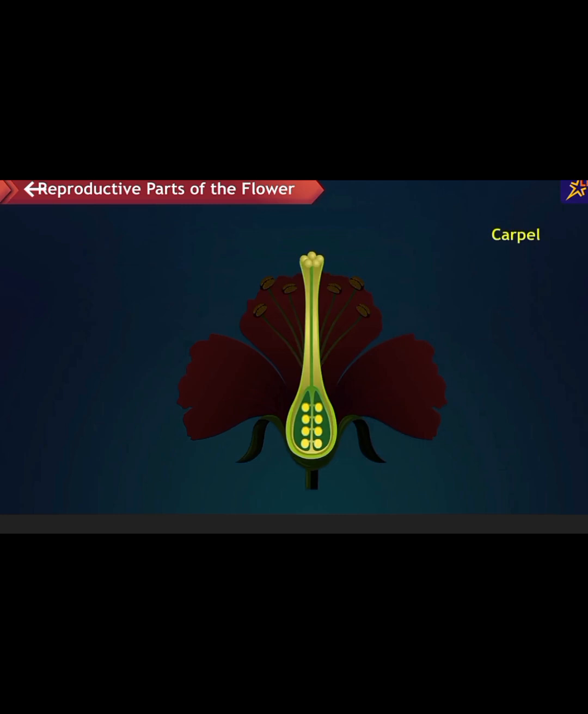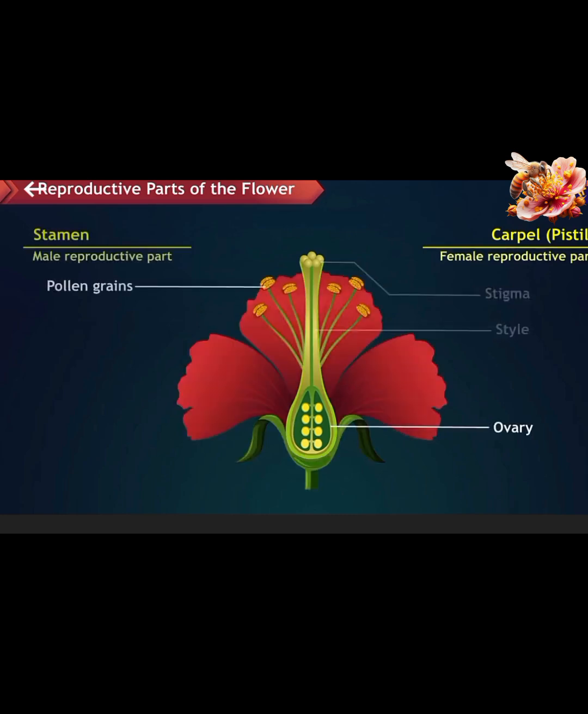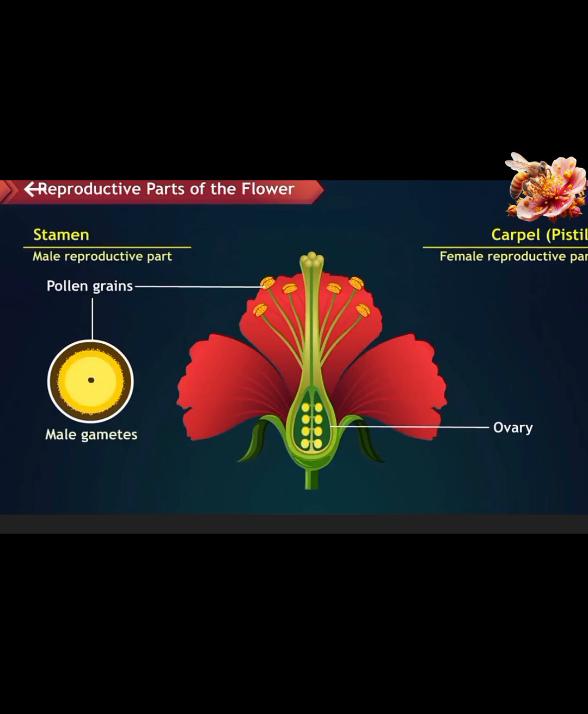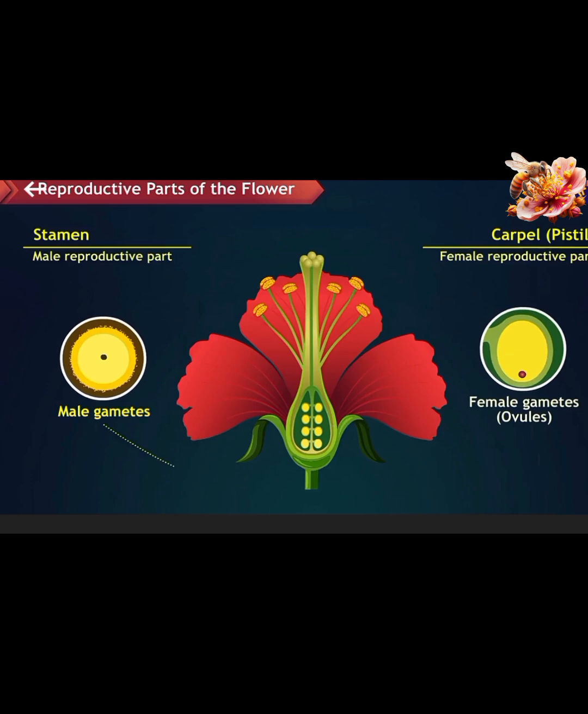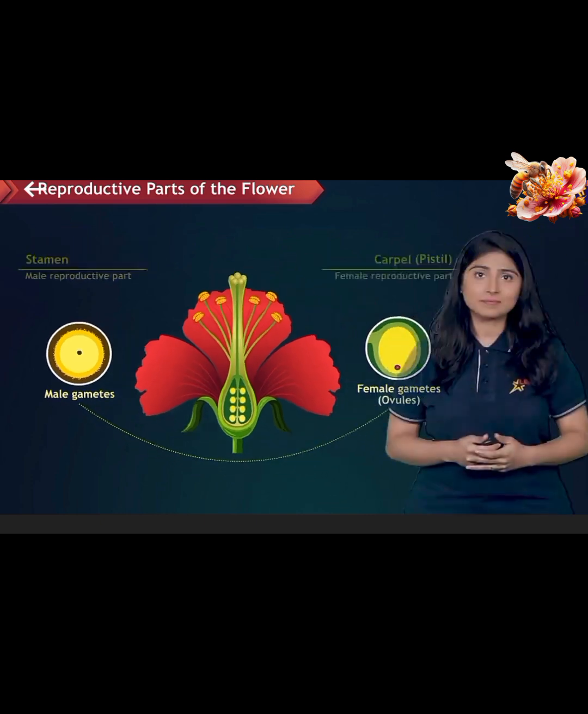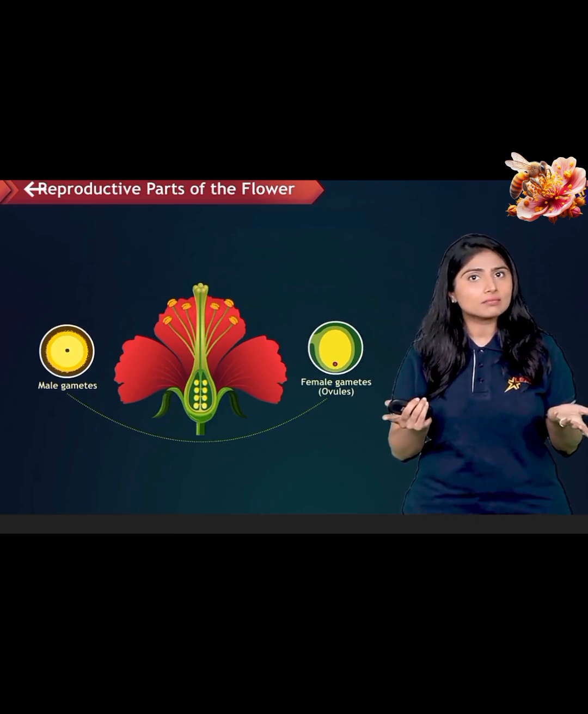The carpel, also called the pistil, is the female reproductive part of the plant. It consists of a stigma, a style, and an ovary. Pollen grains contain male gametes, and the ovary contains ovules, which are female gametes. During sexual reproduction, a male gamete combines or fuses with a female gamete. But how does the male gamete reach the ovule in the ovary?